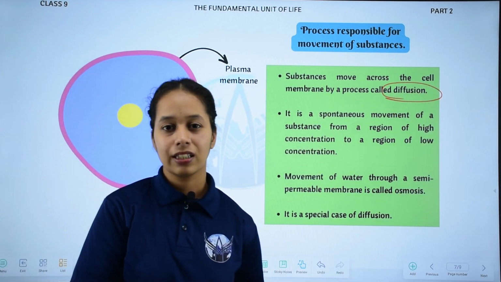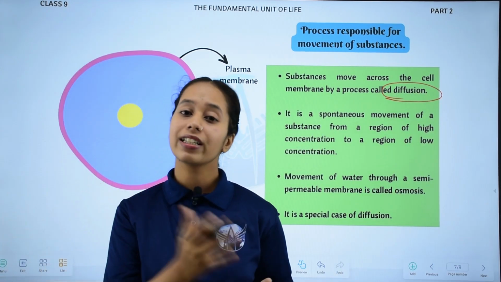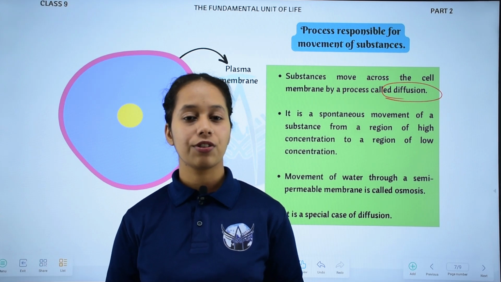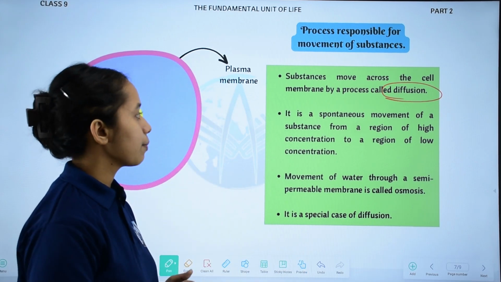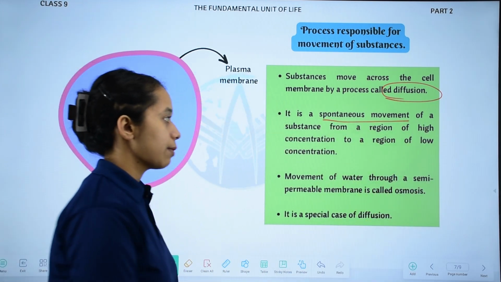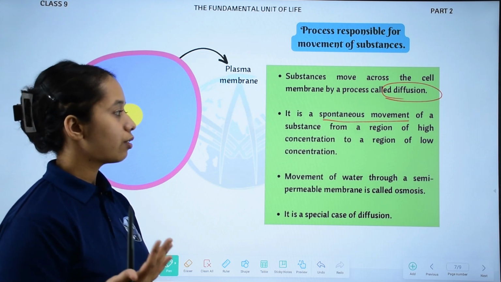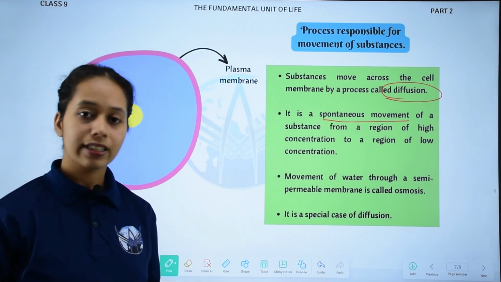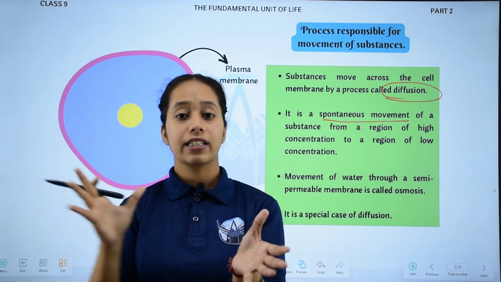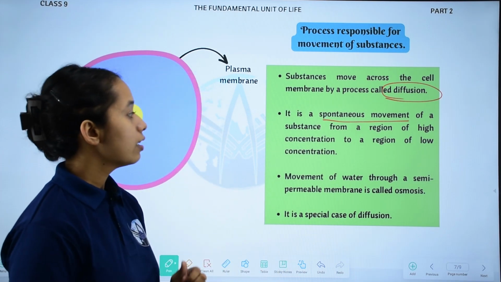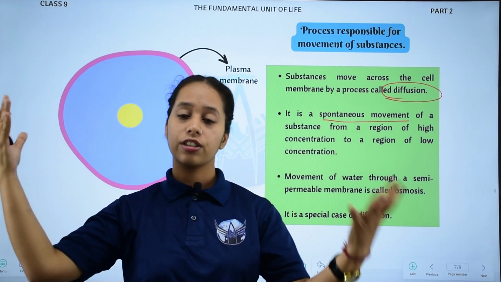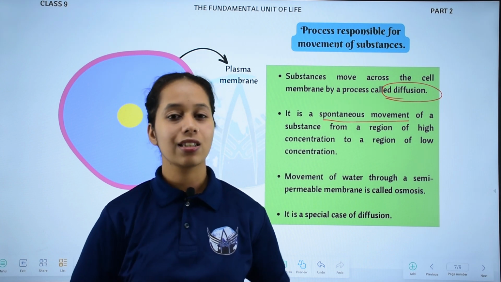What is diffusion? Diffusion is something we have already discussed in our previous chapters, for example, in matter in our surroundings. It is a spontaneous movement of a substance from a region of high concentration, a region where that substance is present in bulk, to a region of low concentration, where there is less of that substance. From higher concentration to lower concentration, this spontaneous movement is known as diffusion.